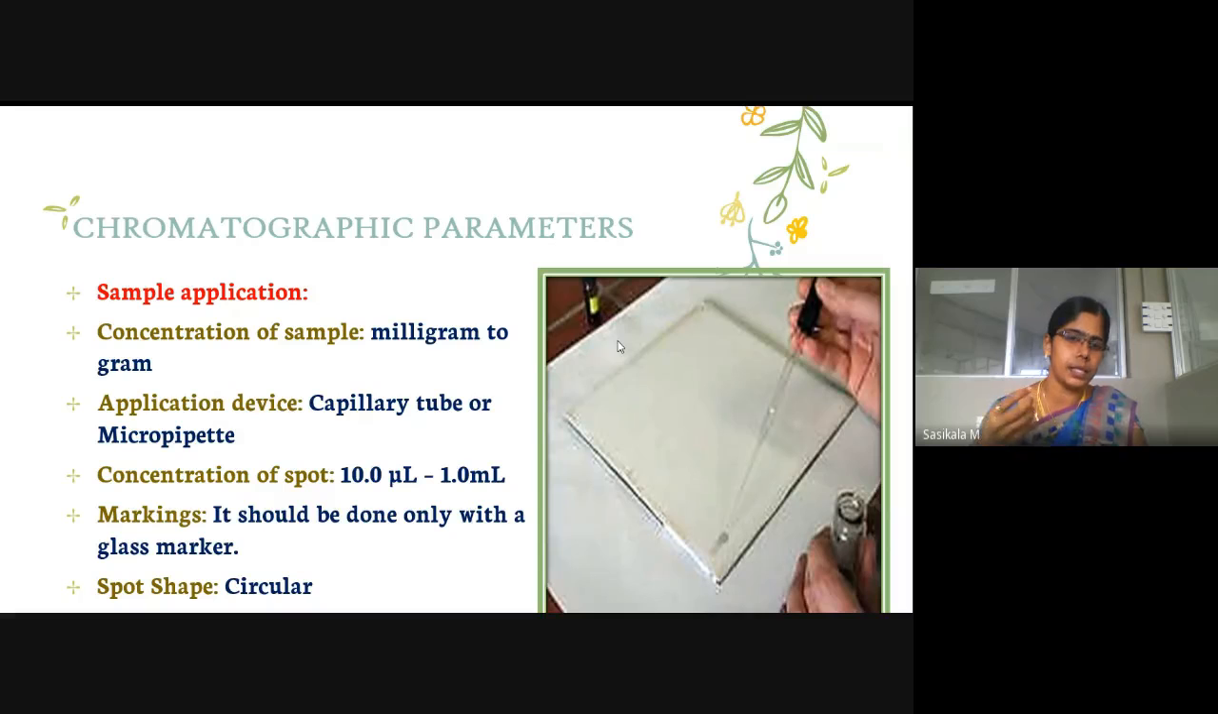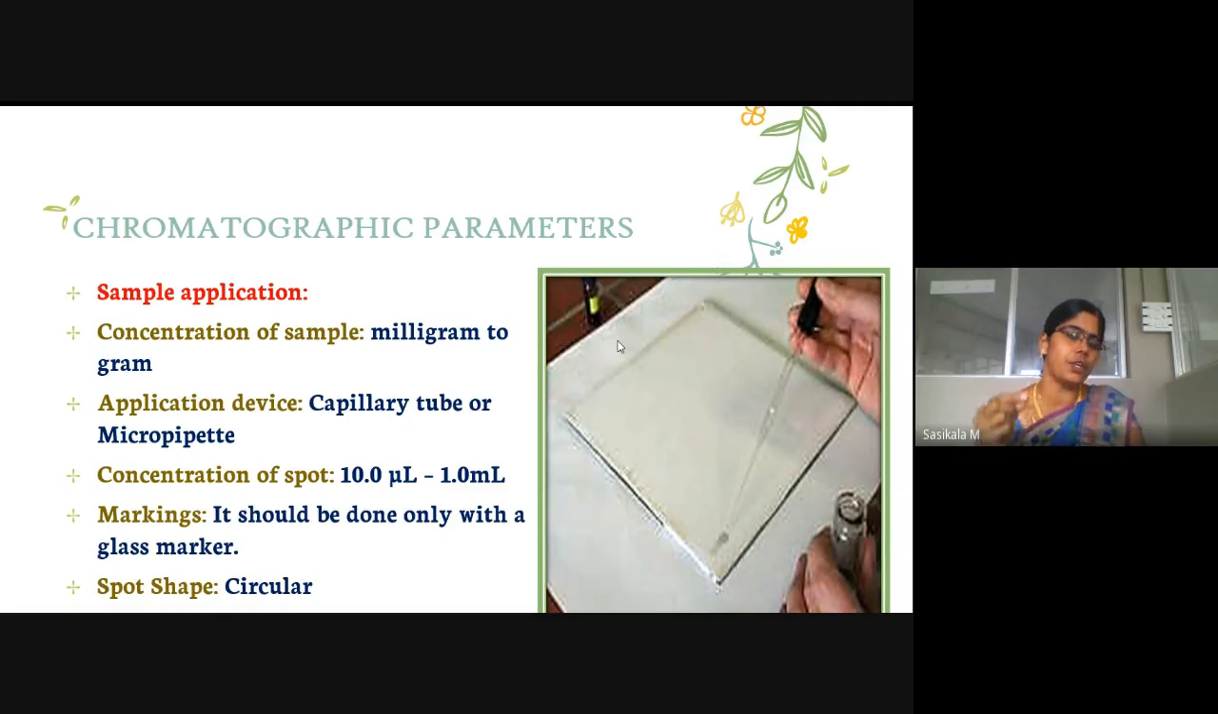If we apply gram-wise, one spot should contain milligram to gram, so that we can isolate more amount of sample. So the concentration of sample for PTLC is high compared with TLC and HPTLC. Then the application device is either a capillary tube or a micropipette.